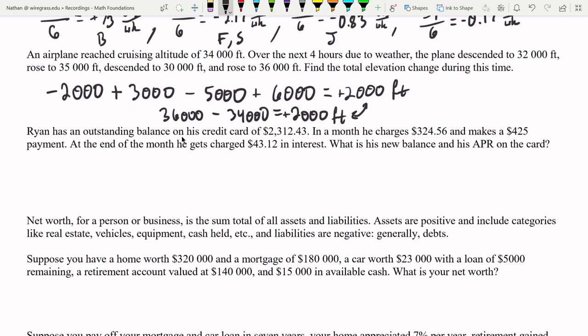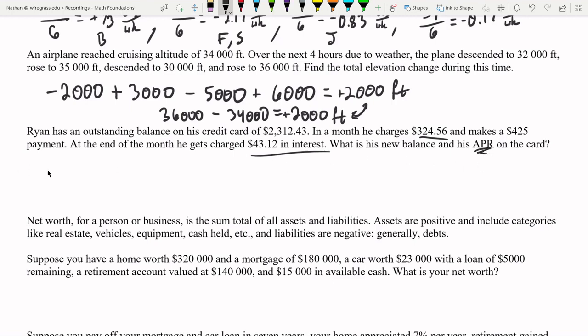All right, Ryan has an outstanding credit card balance of $2,312.43 in a month. He charges an additional $324.56, and then he makes a $425 payment on the card. At the end of the month, he gets charged an additional $43.12 in interest on his balance. So what's his new balance and the APR on the card? So first off, we need to figure out what's his balance before interest.